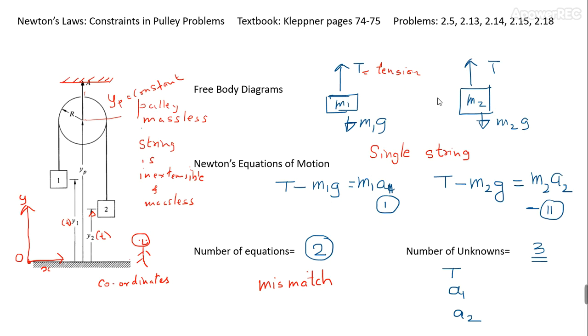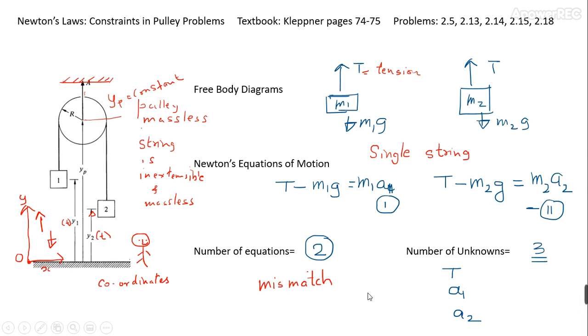And all of this is due to this coordinate system where clearly this direction is positive, the y direction, and this direction is negative. So we are being guided by this coordinate system to write down our equations. So at this stage, what you know is that if only we can resolve this mismatch between the number of equations and the number of unknowns, we are able to solve the problem.